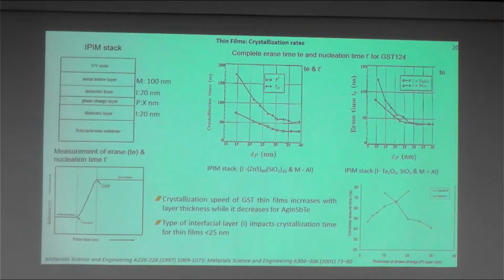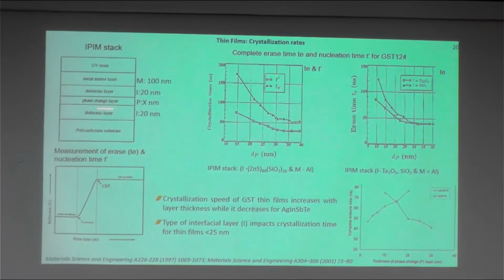Some data. This is very old data on the crystallization rates of such films. Here, this is the stack with phase change materials in different layers. This is used for optical devices, like DVD or CD. And here, these layers, like the metal mirror layer and dielectric layers, have a fixed size, 20 nanometers. This layer is 100 nanometers, and the size of the phase change layer has been changed.